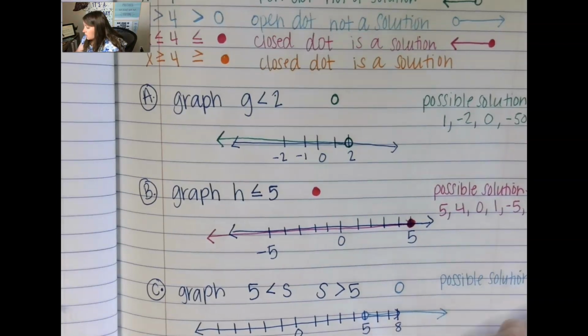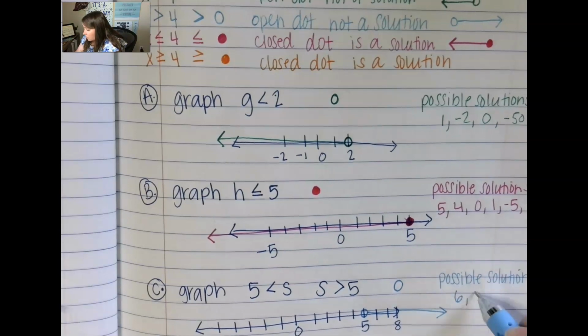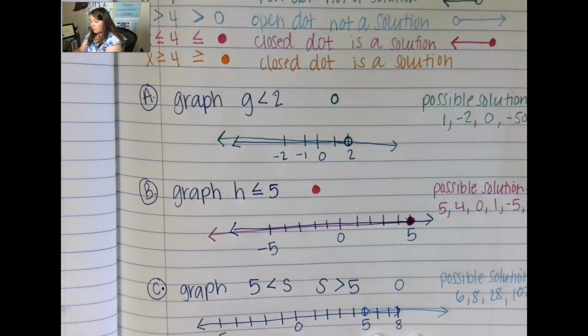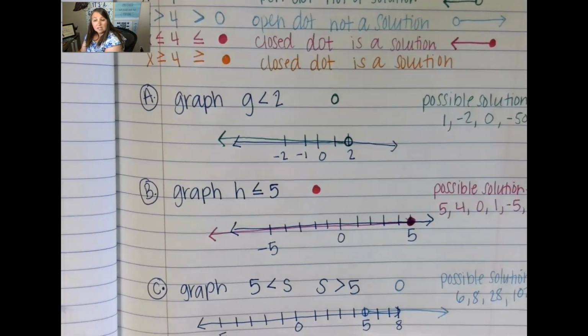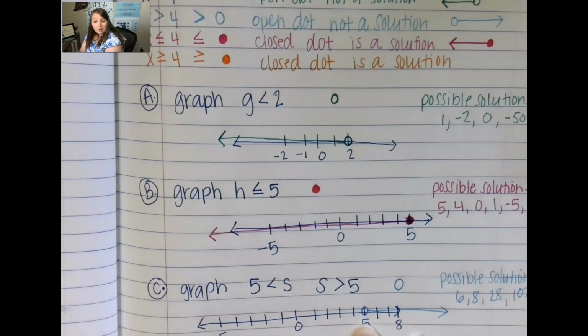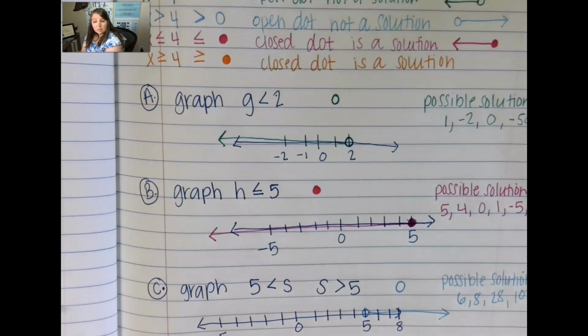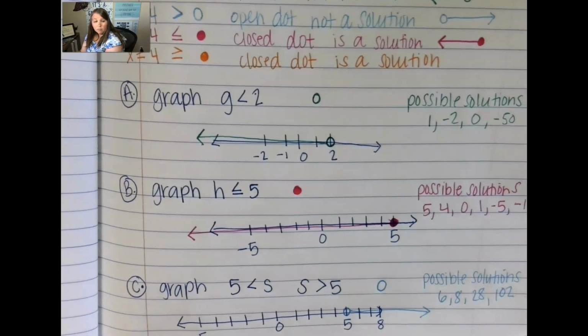Possible solutions are 6, 8, 28, 102. All of those are bigger than 5. However, 5 is not a solution because it does not equal 5. If it had the equal sign underneath it, then it would be a solution, but it is not.